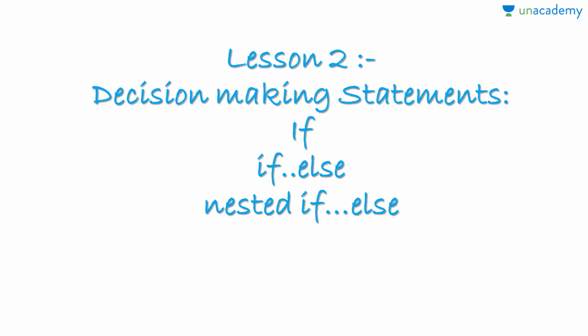C programming language assumes that any non-zero and non-null values are true, and if it is either 0 or null, then it is assumed to be a false value. So the C programming language provides 5 types of decision-making statements. They are if statement, if else statement, nested if statements, switch statement and nested switch statements. In today's lesson, we will be learning about if, if else and nested if else.